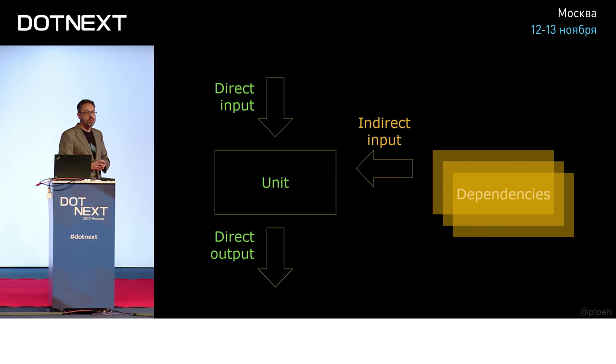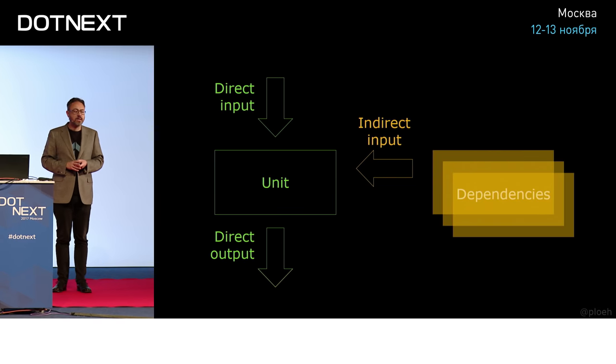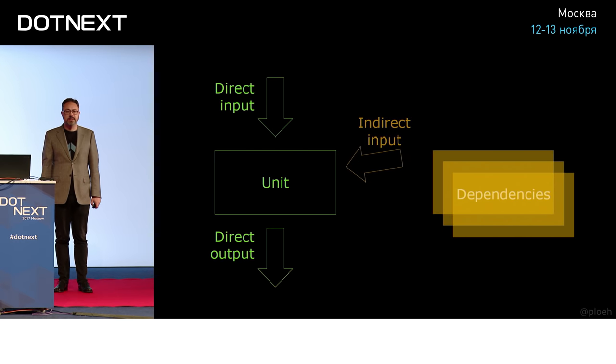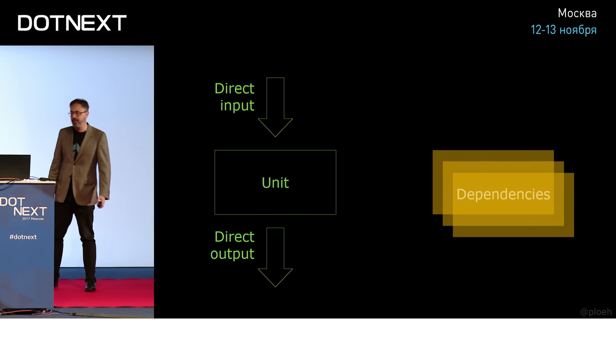Why do we need the unit to make that function call? Why can't we just say, well, someone else needs to do this before we call the unit, and then we can just turn that into direct input instead? That would be much easier.